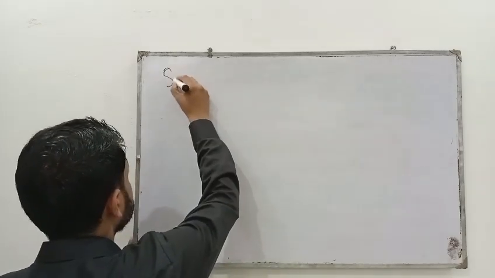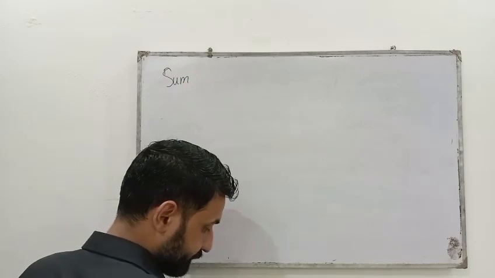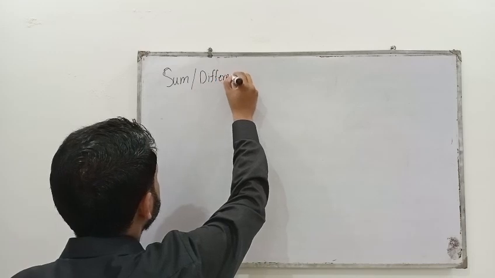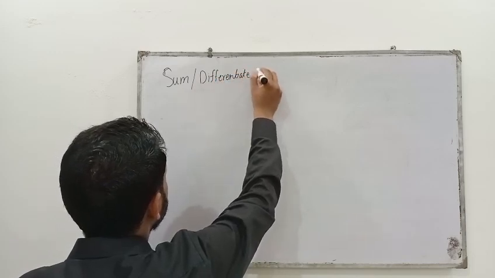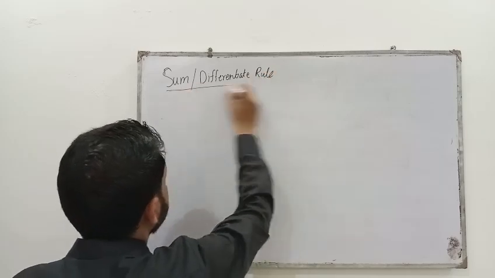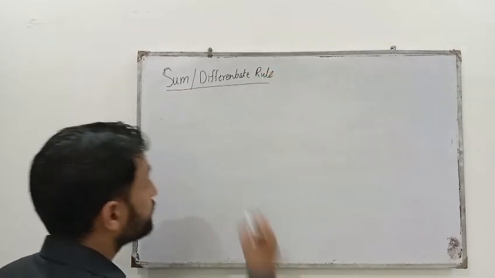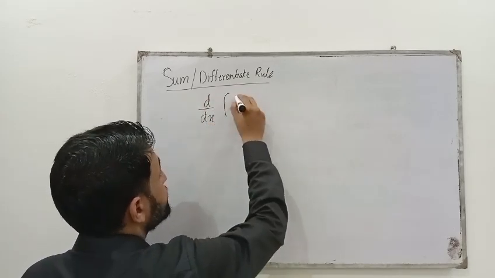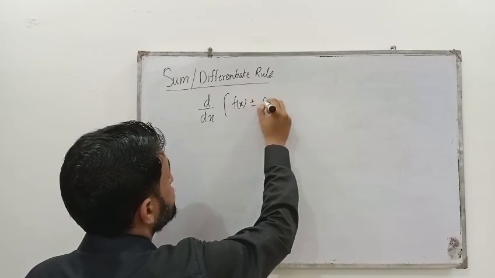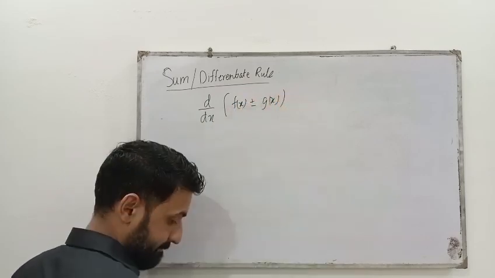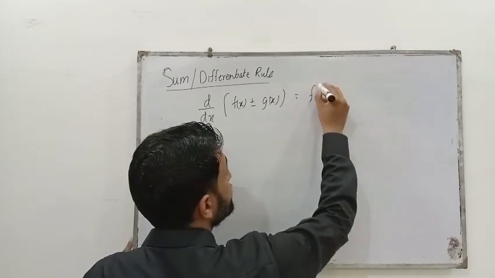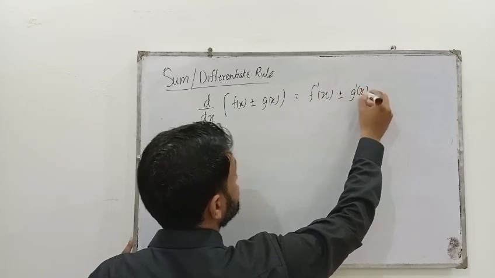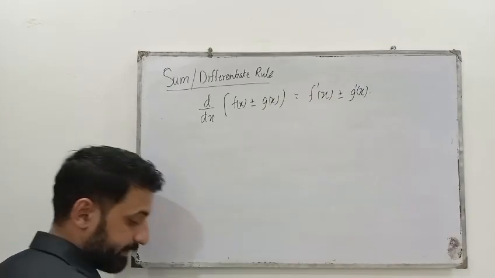Now, the sum and difference rule. If there are two terms that are added, we have to differentiate each. So simply, if that is f of x plus or minus g of x, that is equal to f dash of x plus or minus g dash of x. We take derivatives of both and then add them.